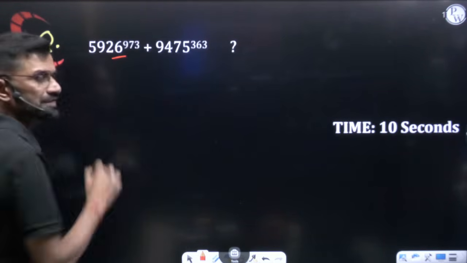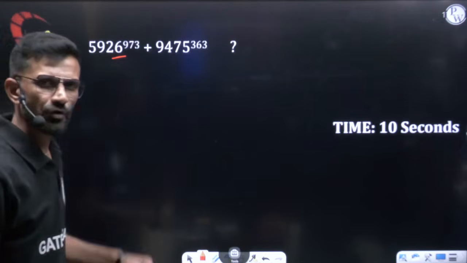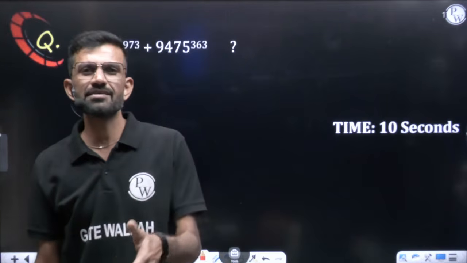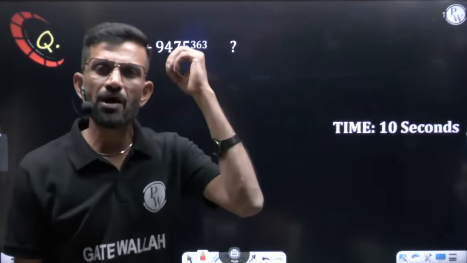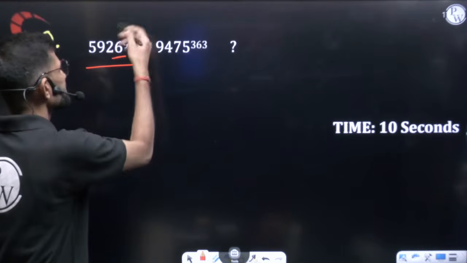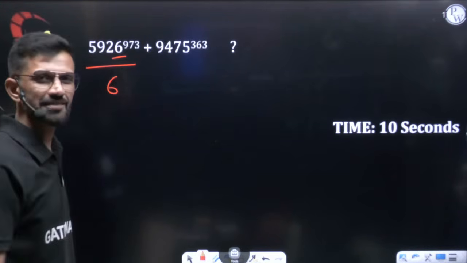Why? Because here we have to check the power of 6. 6 power 1 is 6. 6 square is 36, which means unit digit 6. 6 cube is 216, which means unit digit 6. So 6 power whatever it may be, the unit digit will always be 6. Whatever the power is, no need to worry. Here the unit digit is 6.